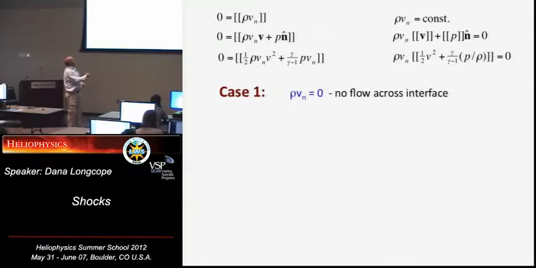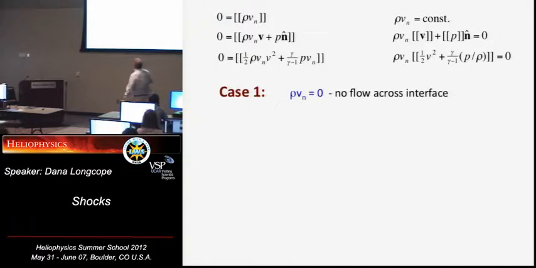I have rho vn times the jump in the velocity is equal to the jump in the pressure times the shock normal. That's a very important part of this. And then rho vn times the jump in 1/2 v squared plus the sound speed squared divided by gamma minus 1. That can't change. There's 2 cases that are actually going to be very different.